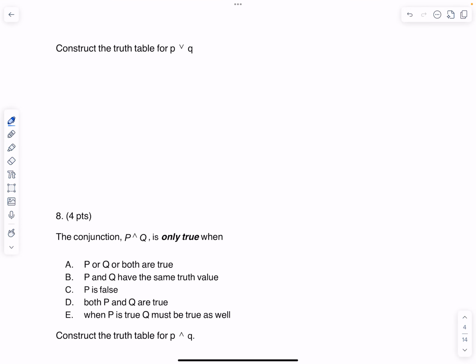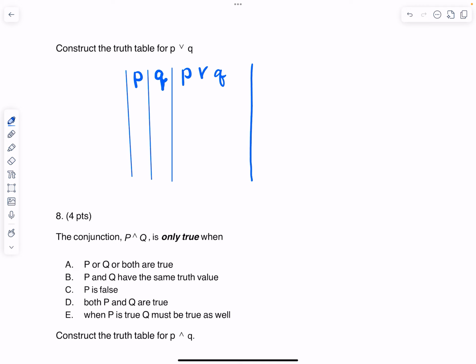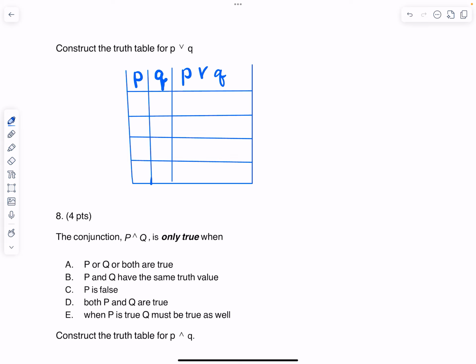All right, let's look at 8. Construct a truth table for this. All right, so I have 2 letters, so I know I have 4 rows. So I'm going to do a P column, a Q column, and now I do P or Q. All right, so I am going to do 4 rows like I said. So here's row 1, 2, 3, and 4. Now, P is always true, true, false, false. And Q is always true, false, true, false.